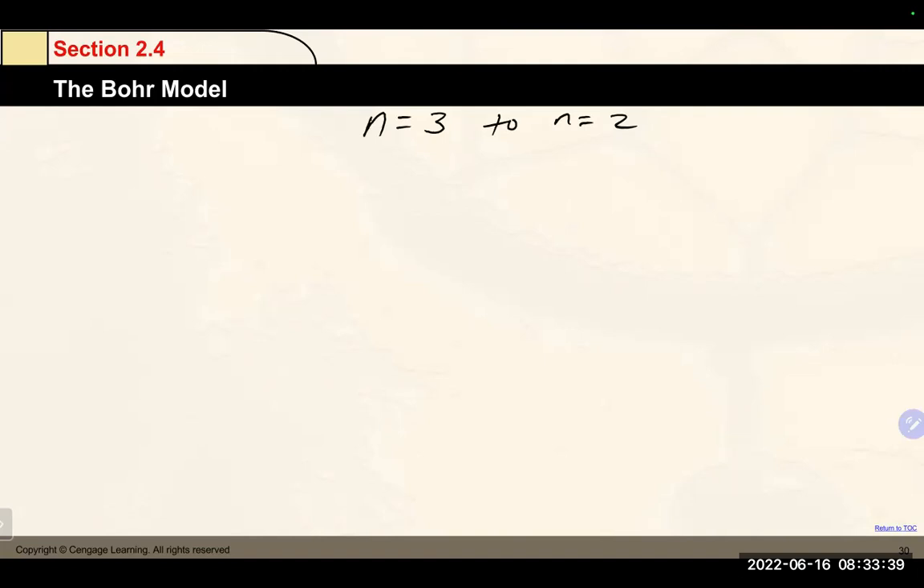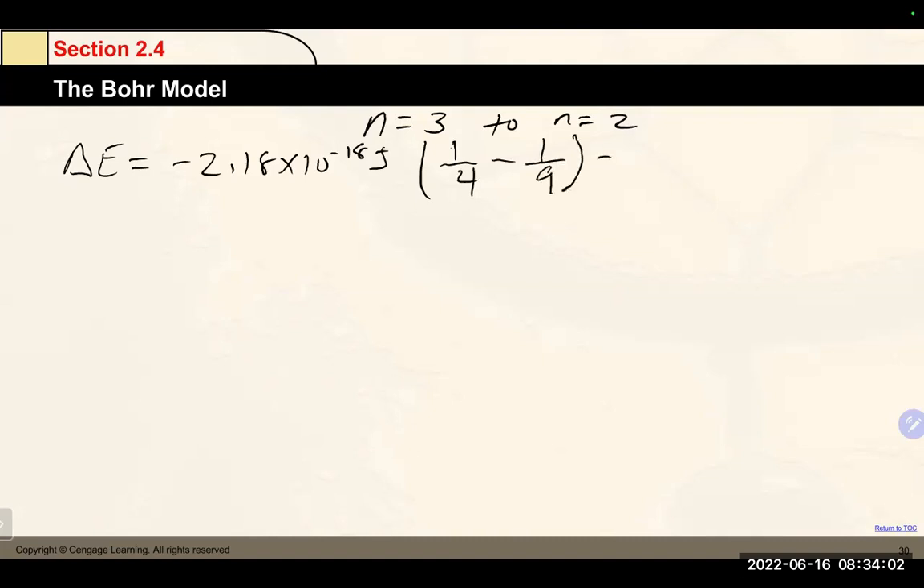So much like the other ones, we do need to start with the Rydberg equation here. Change in energy equals minus 2.18 times 10 to the minus 18 joules. In this case, our final was the second energy level, which would give us 1/4 because we squared 2, minus our initial, which would be 1/3 squared, which should be 1/9 in this case.